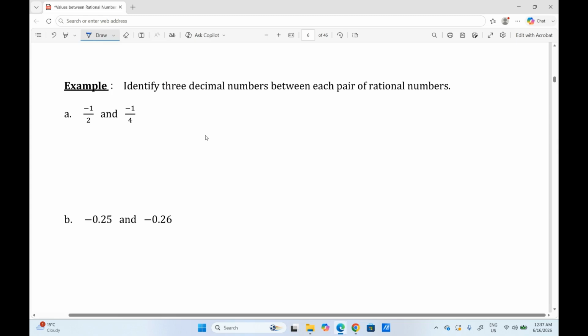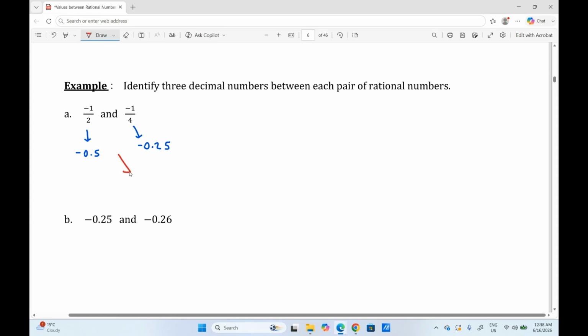Okay, now let's go over some more examples. In this example, we're asked to identify three decimal numbers between each pair of rational numbers. So these are my rational numbers here, and I want to identify three decimal numbers between them. So negative 1 over 2 is just negative 0.5, and negative 1 over 4 is just going to be negative 0.25.